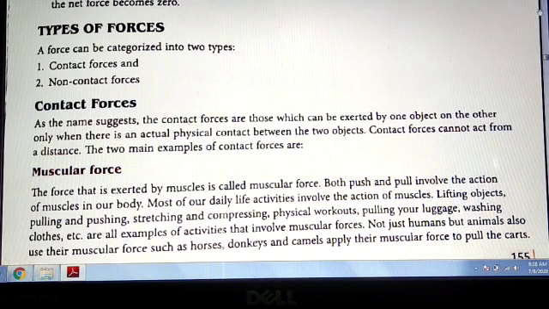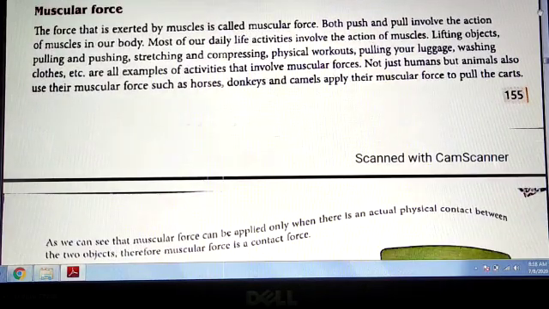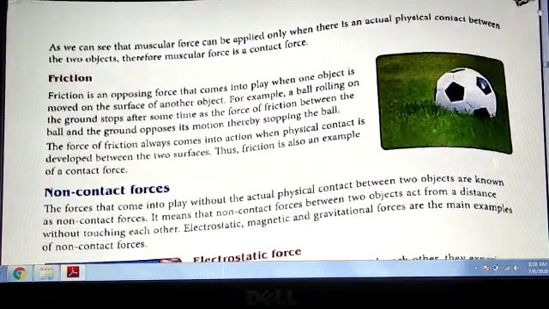You can see other examples are also given, like pulling your luggage, washing clothes. Whatever activities we do in which we involve the muscles of our arms and legs, that is known as muscular force. Now the next topic is friction.